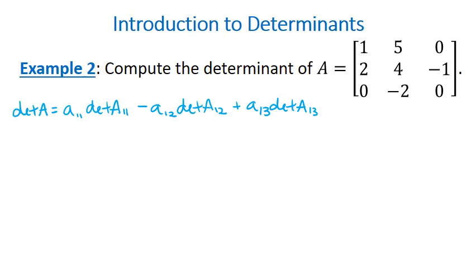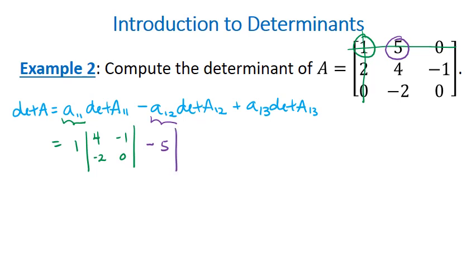Okay, and I'm going to just jump in and use the shorthand notation right away. So this entry corresponds to 1 times the determinant, and I'm going to eliminate row 1, column 1. So the determinant of 4, negative 2, negative 1, 0, minus this entry, which is 5. So I want to omit row 1, column 2. So I'm left with this matrix.